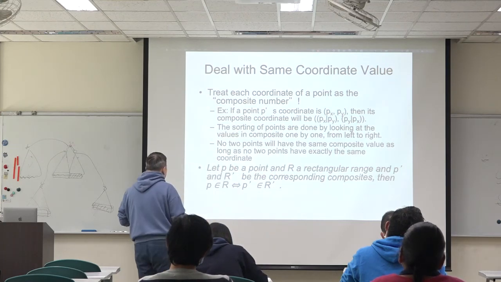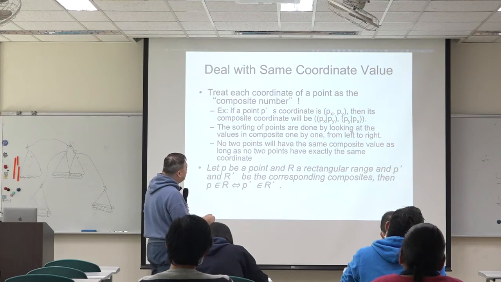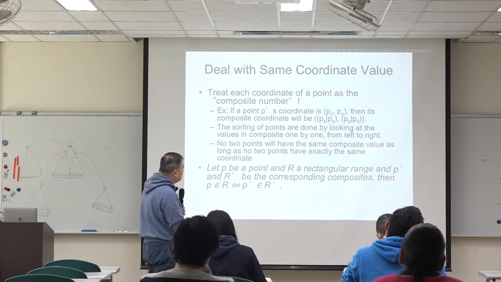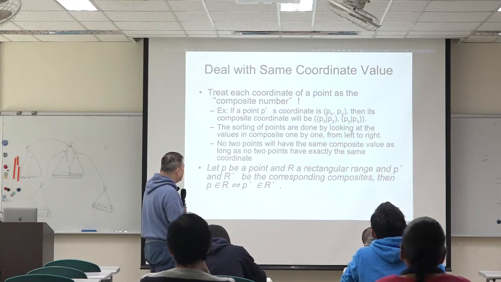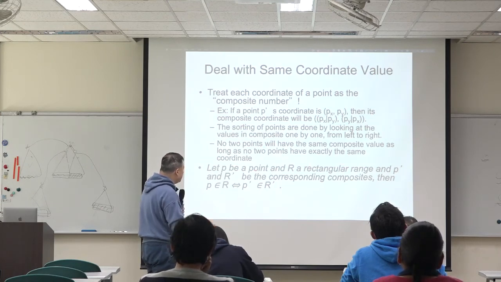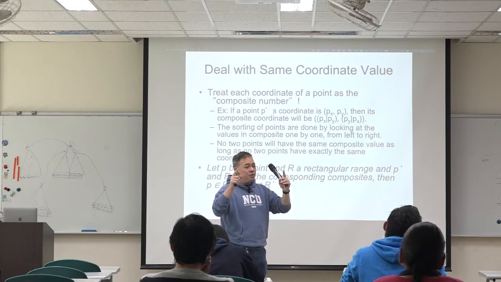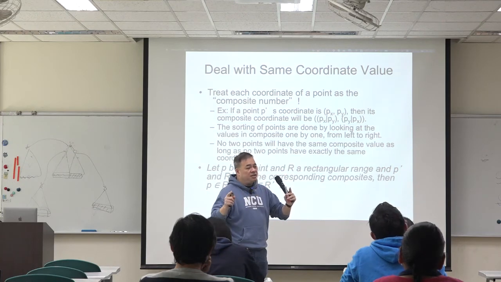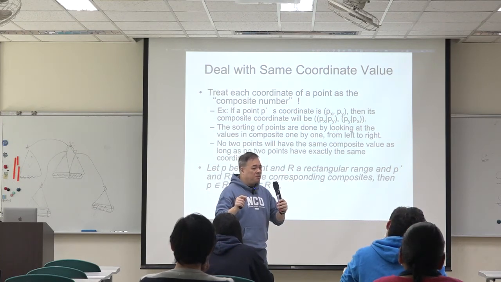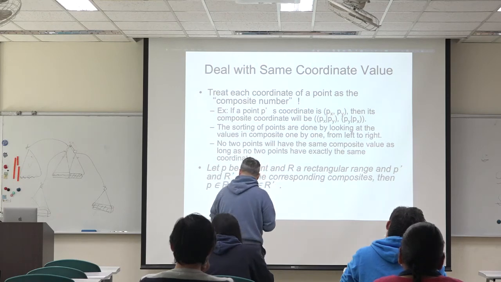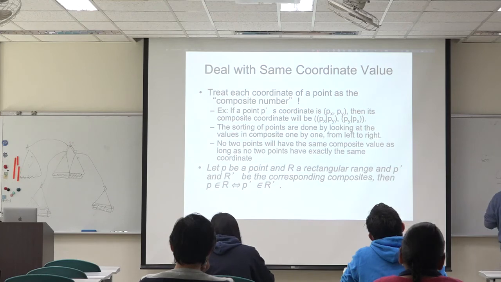Of course, once we convert the points, the coordinates, into this composite coordinate, we should also convert this range query into a different format, right? The range query is like, for example, there's a range. Now we have to read it carefully, because what I mean is, let me just use one coordinate.